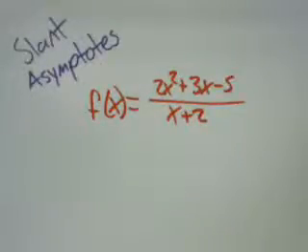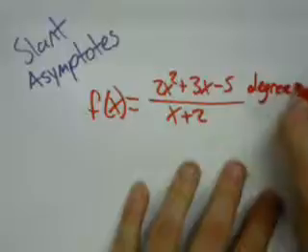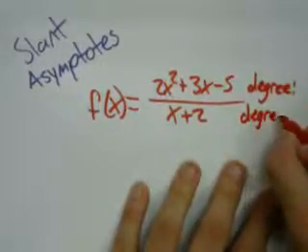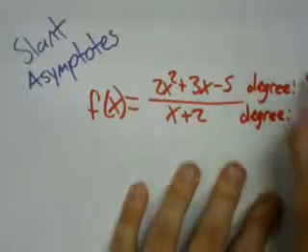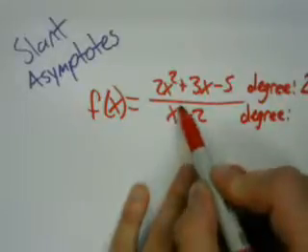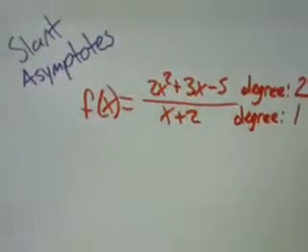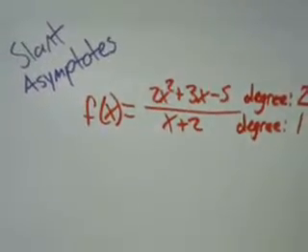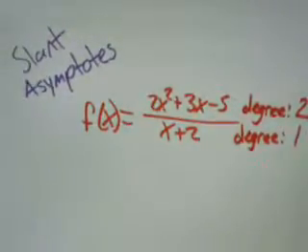So here we have f of x equals 2x squared plus 3x minus 5 over x plus 2. Here I can tell I have a slant asymptote because the degree of the numerator, the top, is exactly 1 higher than the denominator, the bottom. The degree of the top is squared, it's a 2, and the degree of the bottom is linear, it doesn't have a power, so that's technically 1. So it's higher by exactly 1. So what that means is I do have a slant asymptote.